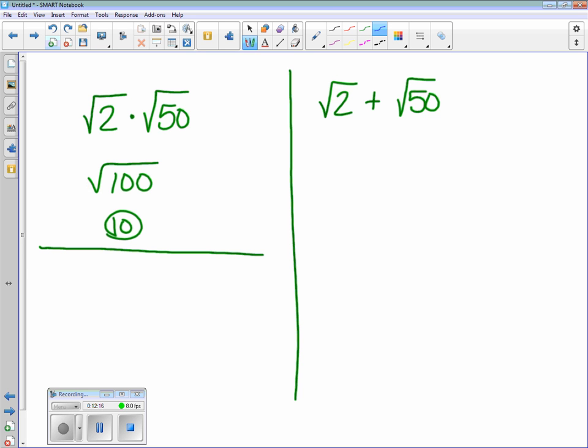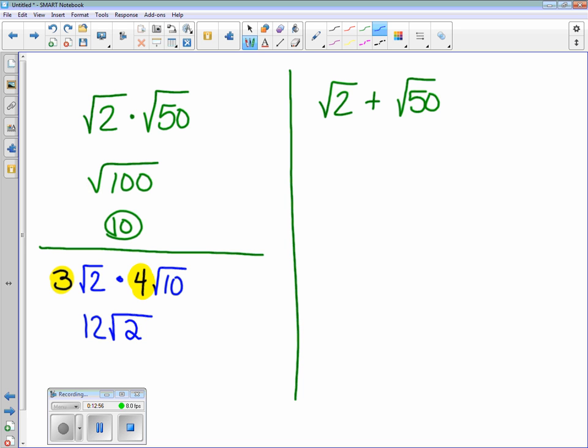The only other thing that I could do to make it even more difficult would be something like this: 3 square roots of 2 times 4 square roots of 10. What would I do here? Well, I multiply the numbers out front and the numbers underneath and then reduce it if I can. What's 3 times 4? So 3 times 4 is 12. What's 2 times 10?